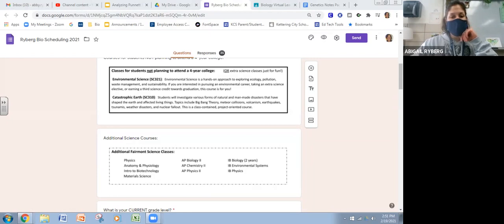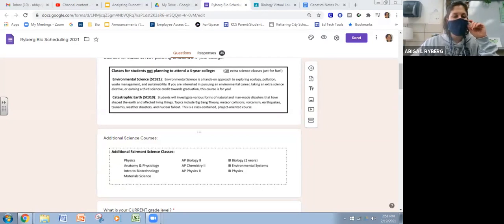Catastrophic earth science is probably the easiest course that we offer here at the high school, but you could still take it as an elective credit next year, even as a senior. You could take catastrophic for either a year or again, just as a semester credit. And then down here, if you look towards the bottom of my screen are just the additional science classes that we offer.